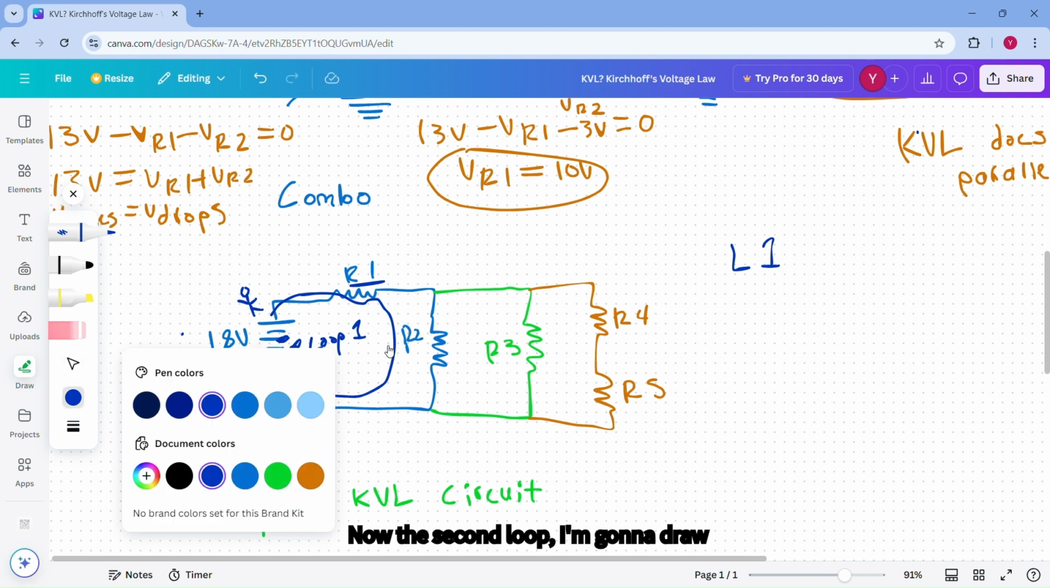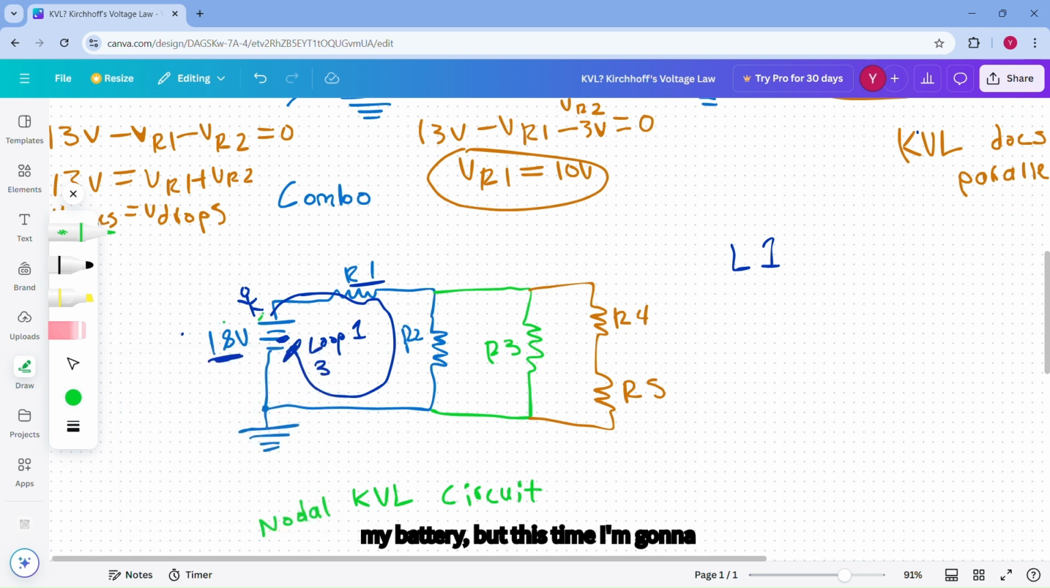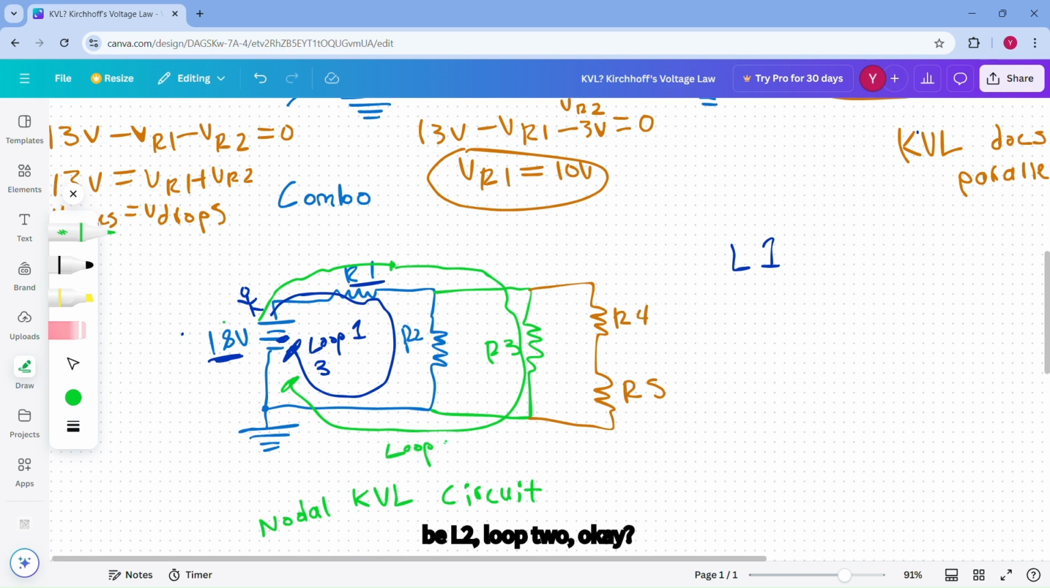Now the second loop, I'm going to draw in green. Same idea, I'm going to start at my battery, but this time, I'm going to take this path. I still go through R1. I'm not going through R2, but I go through R3. And this is going to be L2, loop 2, okay? That's my second loop.